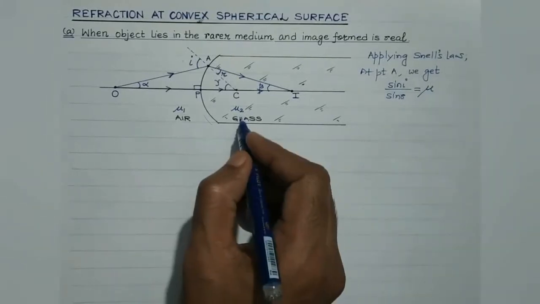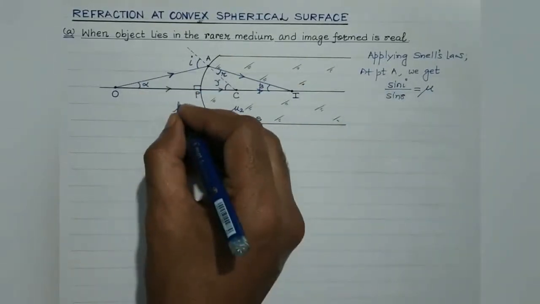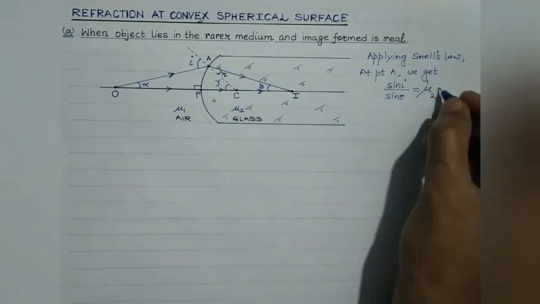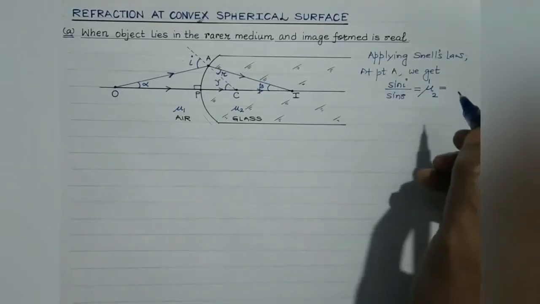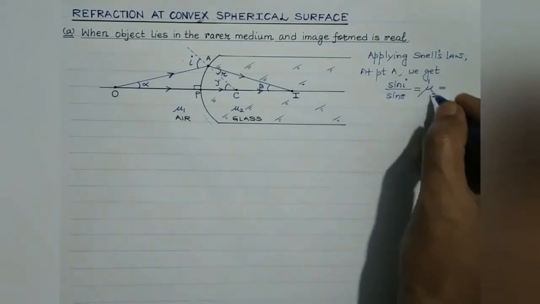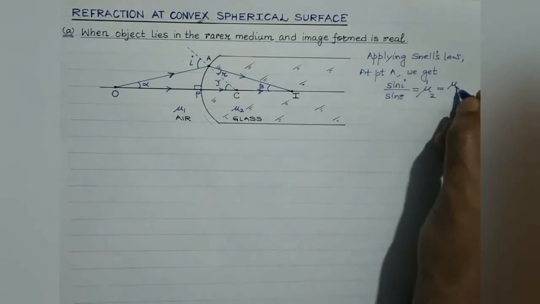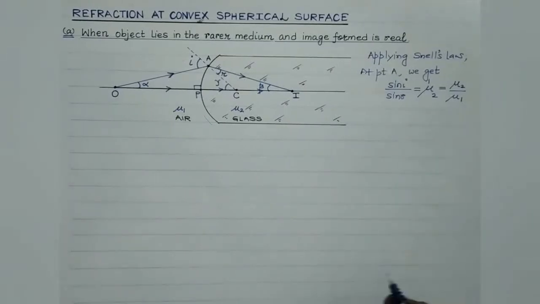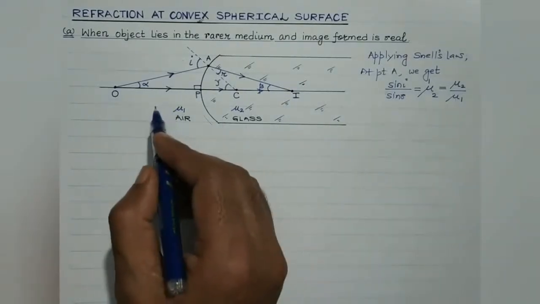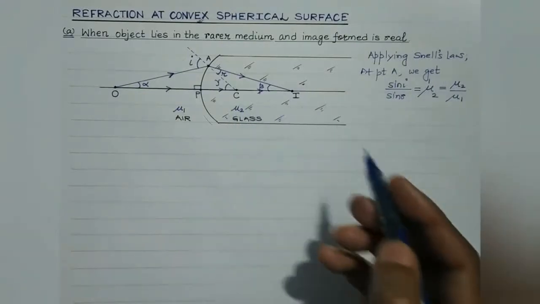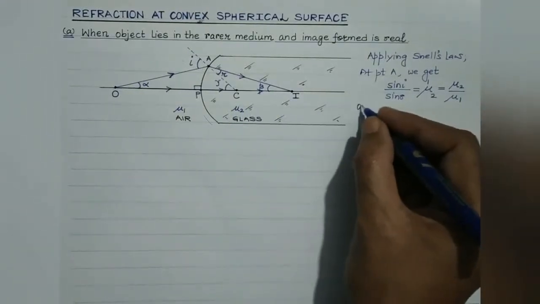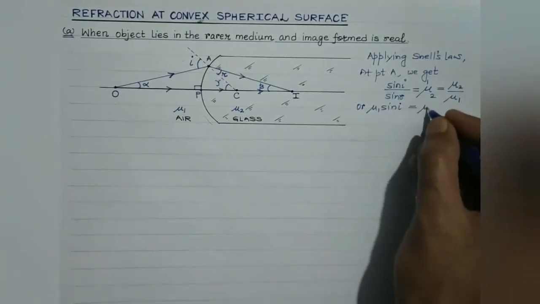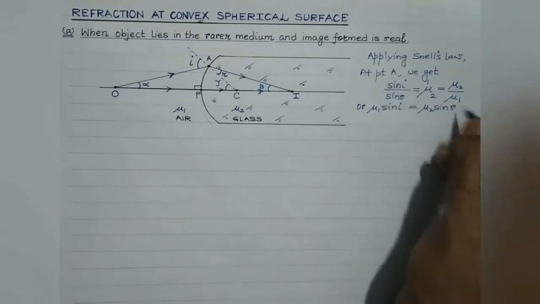refractive index of glass with respect to air. This is medium 1, this is medium 2. So it is 2 with respect to 1. And students, we are already aware of the refraction through multiple media. Mu 2 1 would be equal to the absolute refractive index of medium 2 to the absolute refractive index of medium 1. Clear, students? Mu 1 is the refractive index of the rarer medium, mu 2 is the absolute refractive index of the denser medium. Therefore, mu 1 sin I is equal to mu 2 sin R.